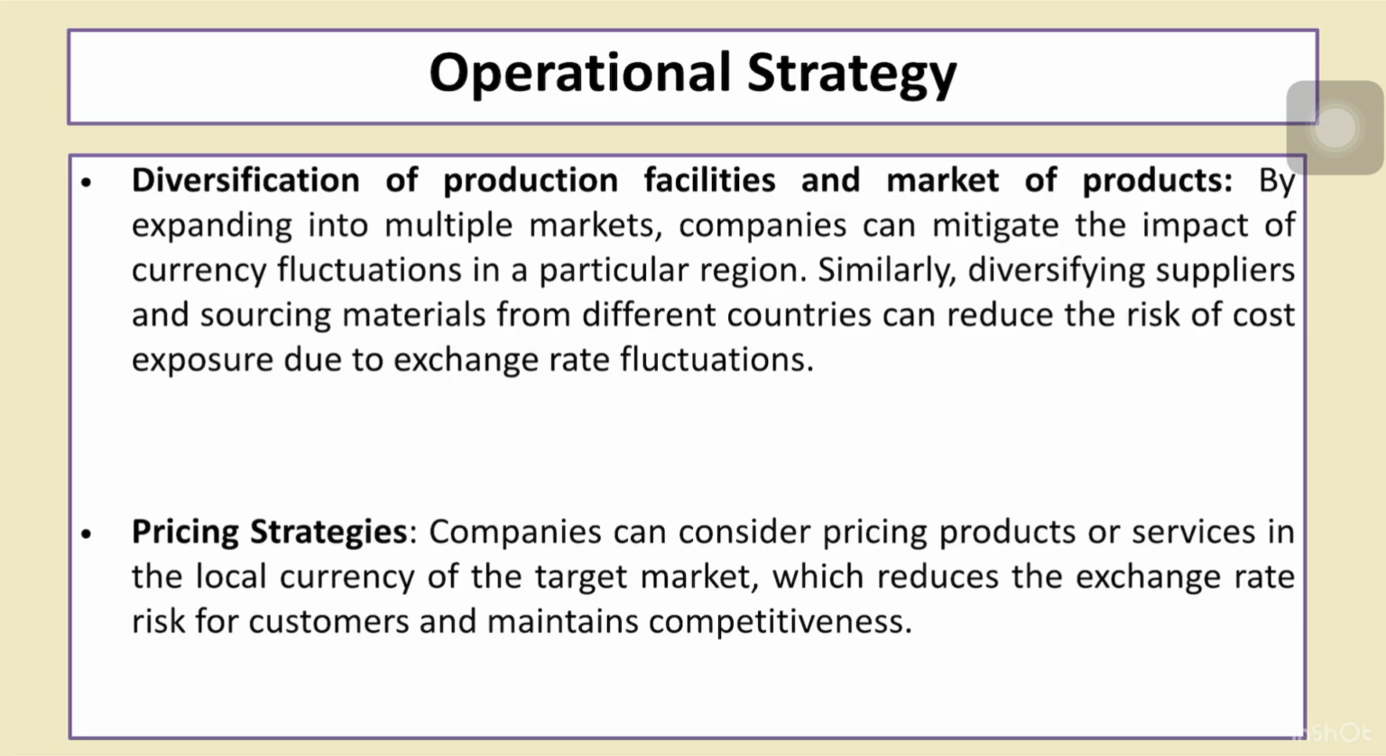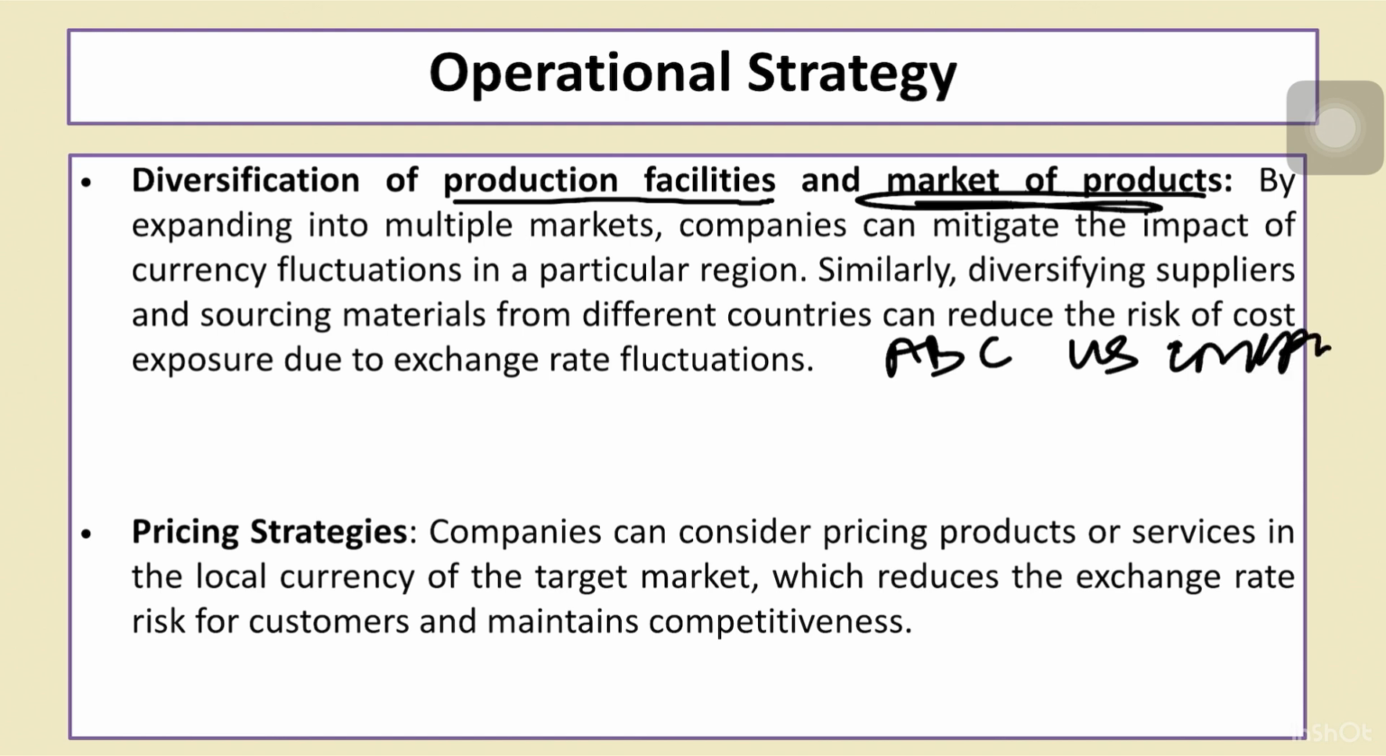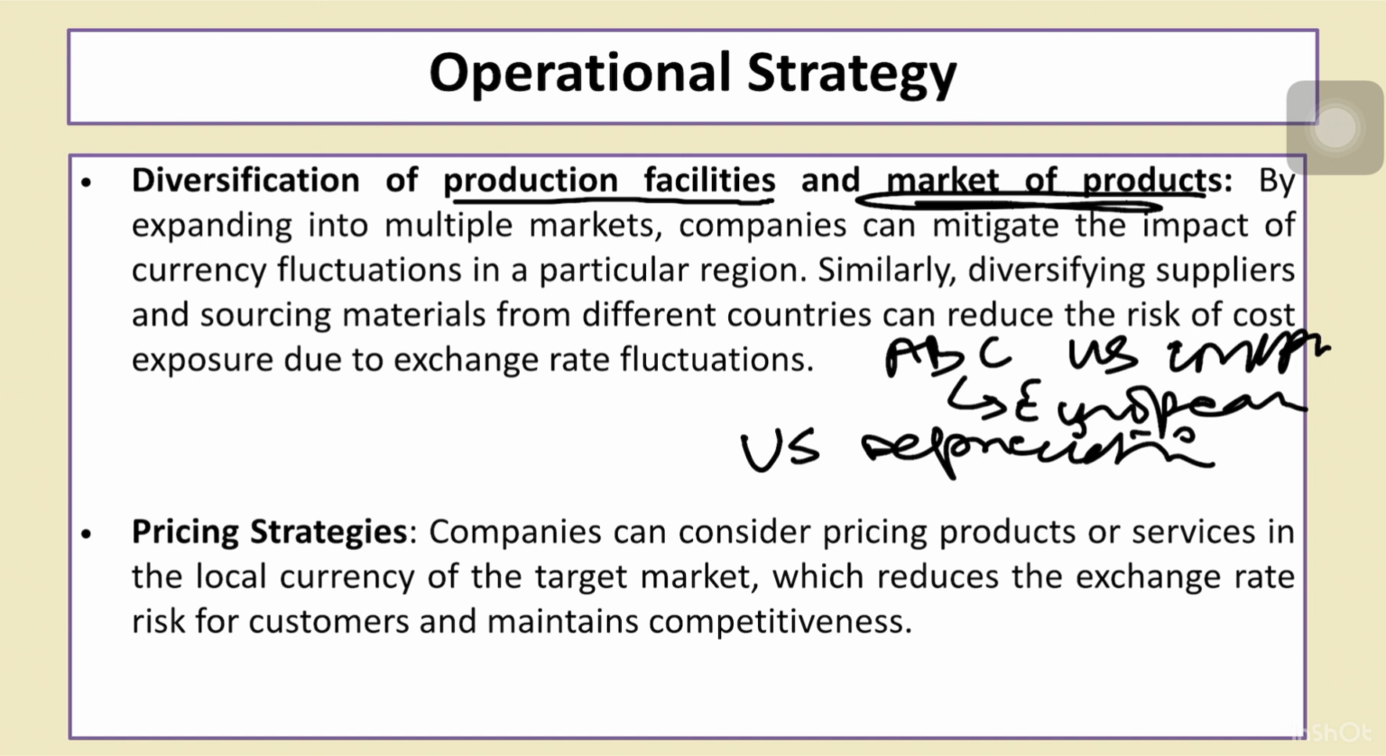Now let's discuss the operational strategies. First one is the diversification of production facilities and markets of production, right? We have seen in the previous example that ABC Limited was a US based company operating in the European market. The US dollar depreciated. Now in this case, what can this ABC Limited do?